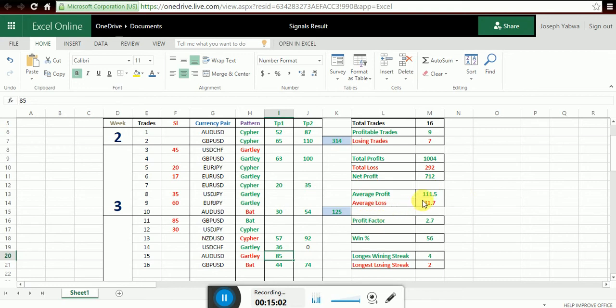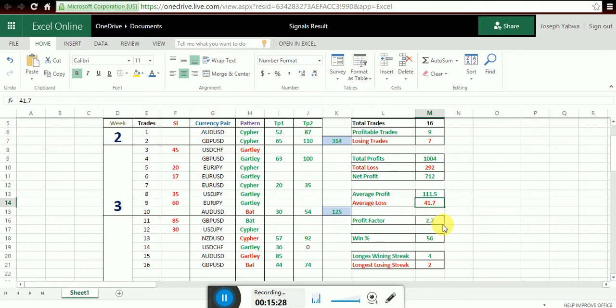But look at that average win of 111 pips, an average loss of 41 pips, which is the way it's going to be. I can promise you that, guys, because of the time frame that I trade on, in the long run I would prefer the average loss to be under 40 pips. It is going to be under 40 pips at some point. It shouldn't even be at the 41 pips.